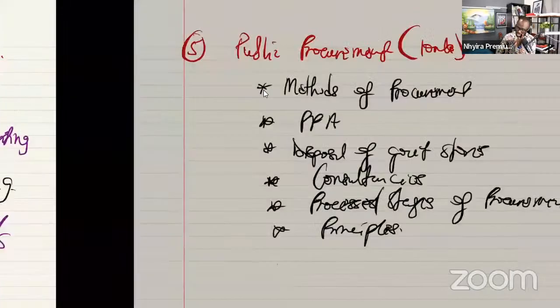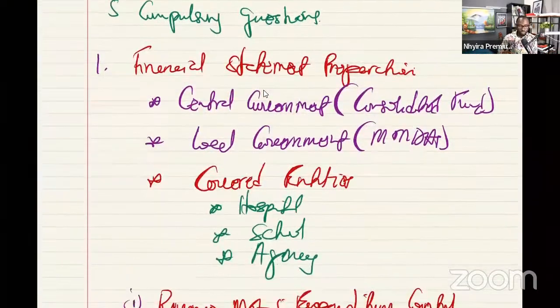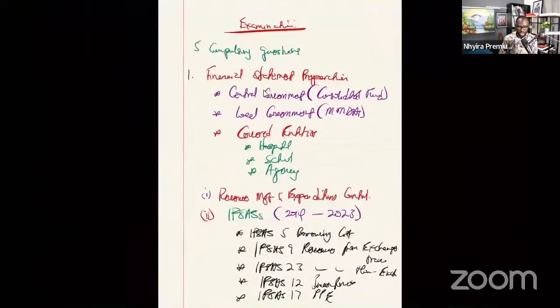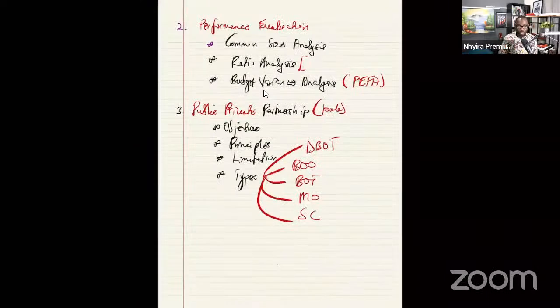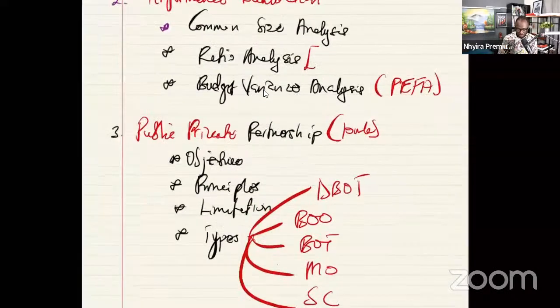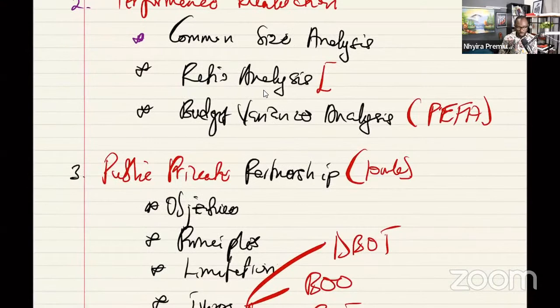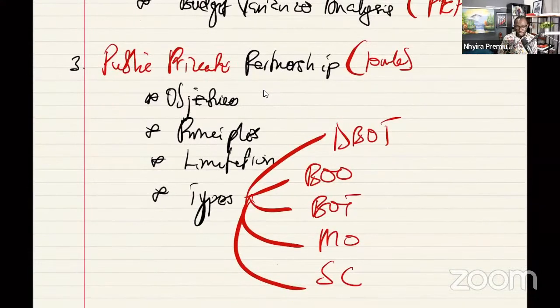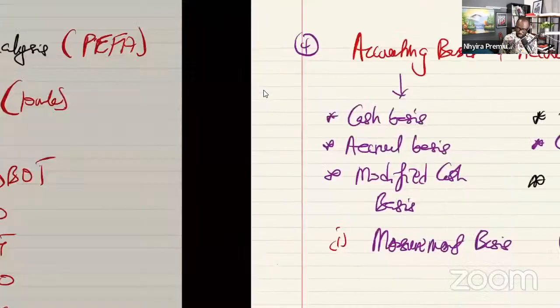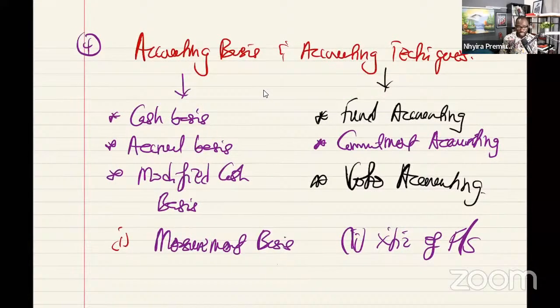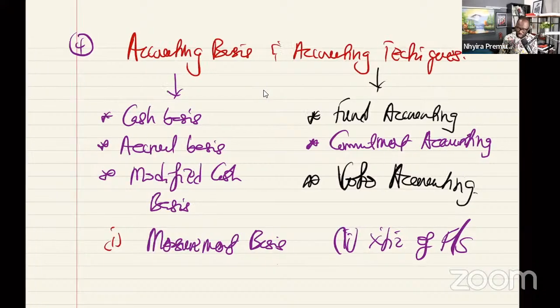So just a quick recap again. Number one, financial statement preparation. There are a number of things there that we have to pay attention to very well. Number two, performance evaluation. Number three, public-private partnership arrangements. Number four, accounting basis and accounting techniques, measurement basis, and characteristics of financial statements. Very crucial, very basic. We must know about these.